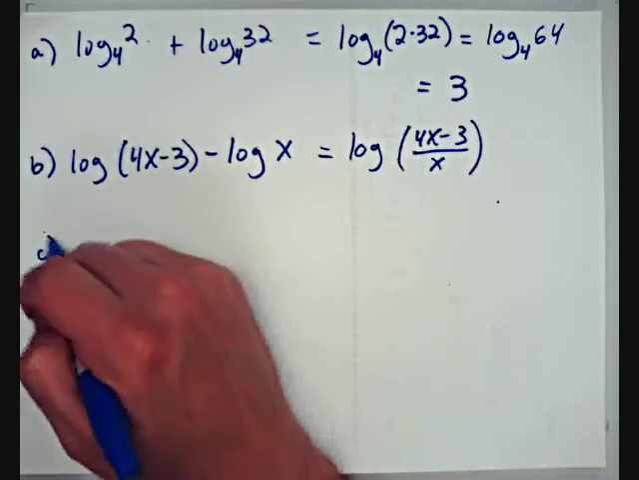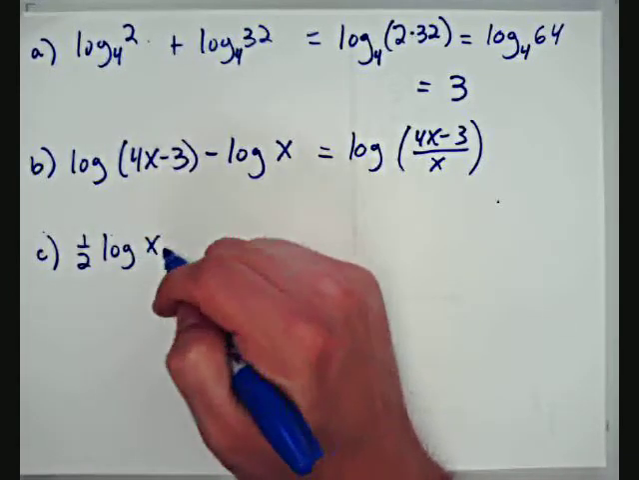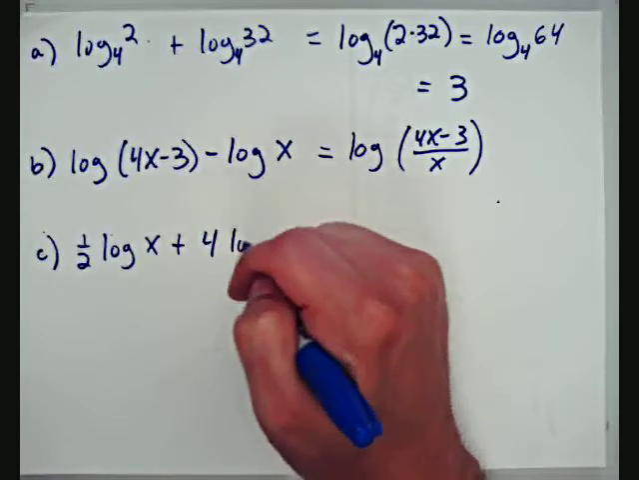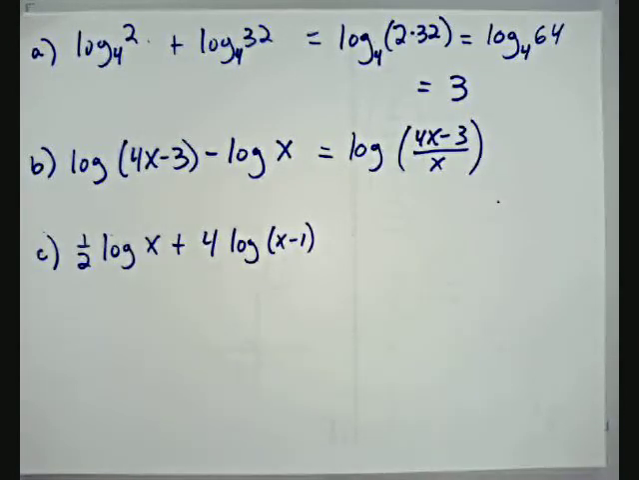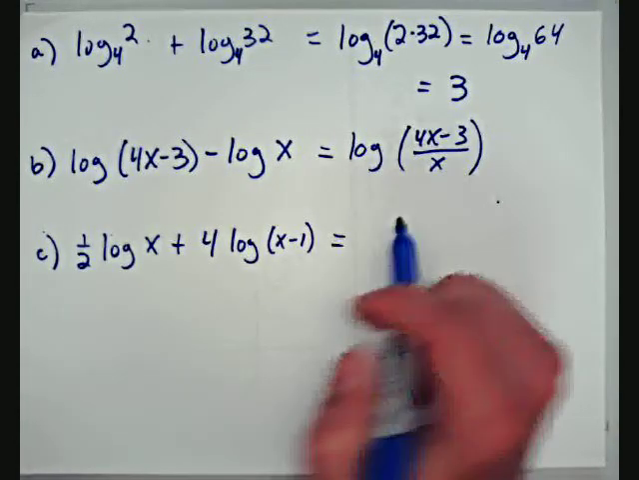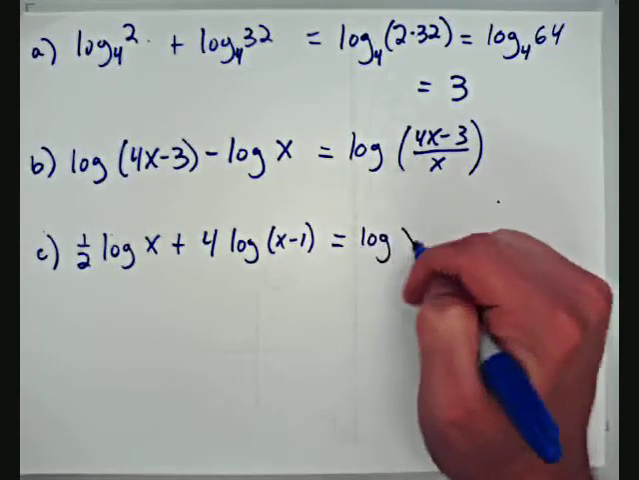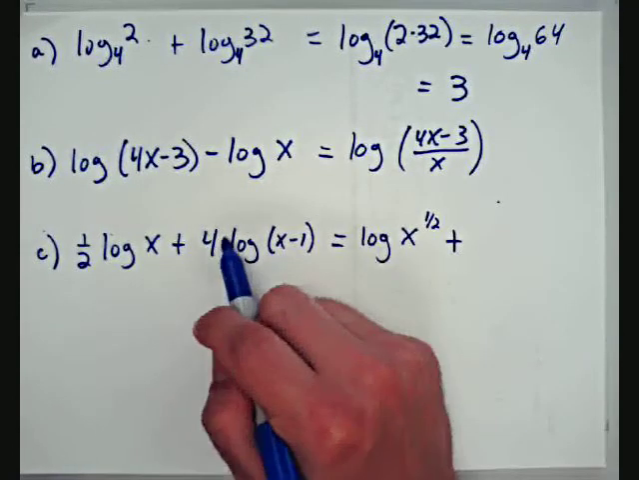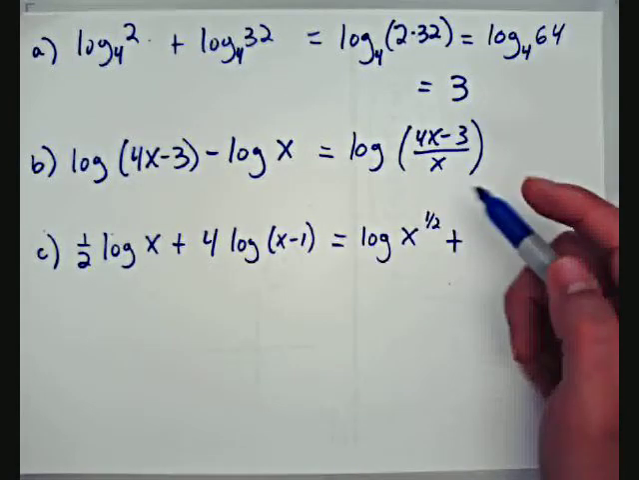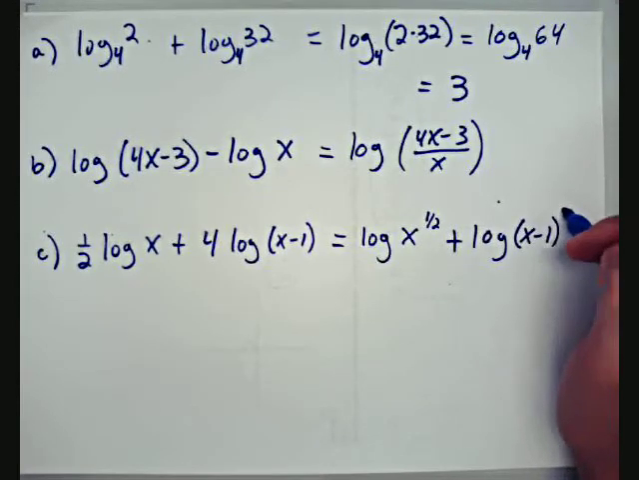Example 5c, 1/2 the log of x plus 4 log of x minus 1. So on this problem, we have factors in front of our logs. So we'll want to start with the power property first. So 1/2 can be brought in as an exponent on x, log of x to the 1/2 power, plus 4 can be brought in as an exponent on x minus 1, plus the log of x minus 1 to the 4th power.